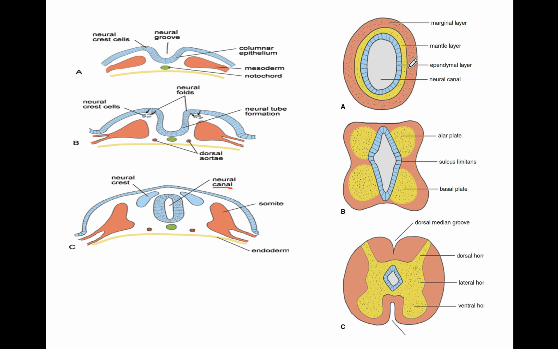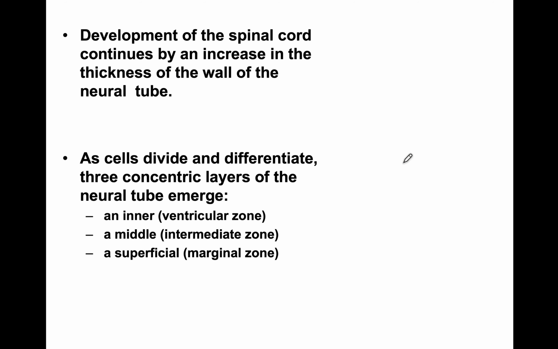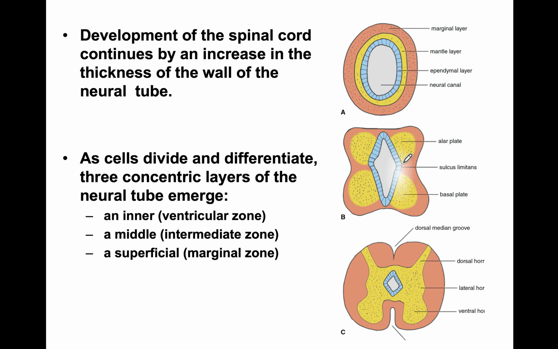As I said, these epithelium start to proliferate and differentiate, and there's a migration. And we can see here we have 3 layers, 1, 2, 3. In this layer here, the inner zone, the middle, and the outer. The one found here, because it's near the lumen, is the ventricular zone. Then we have the middle, which is the intermediate or mantle, and finally we have the superficial.